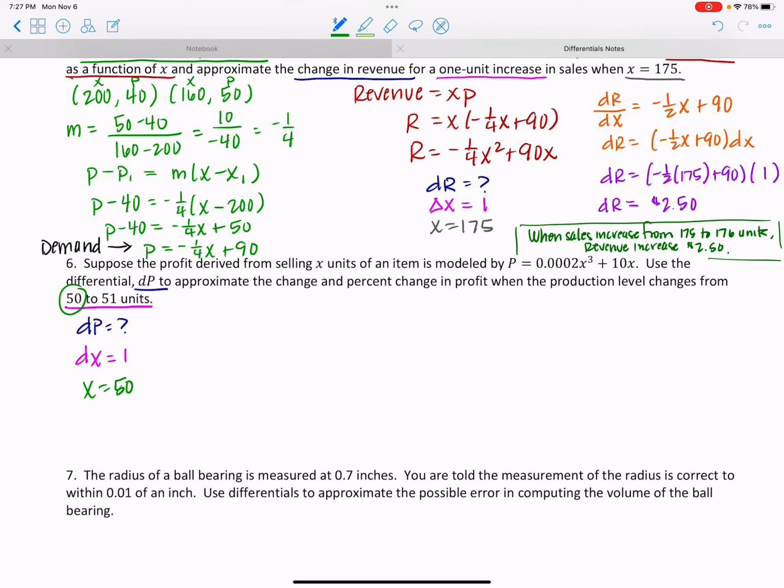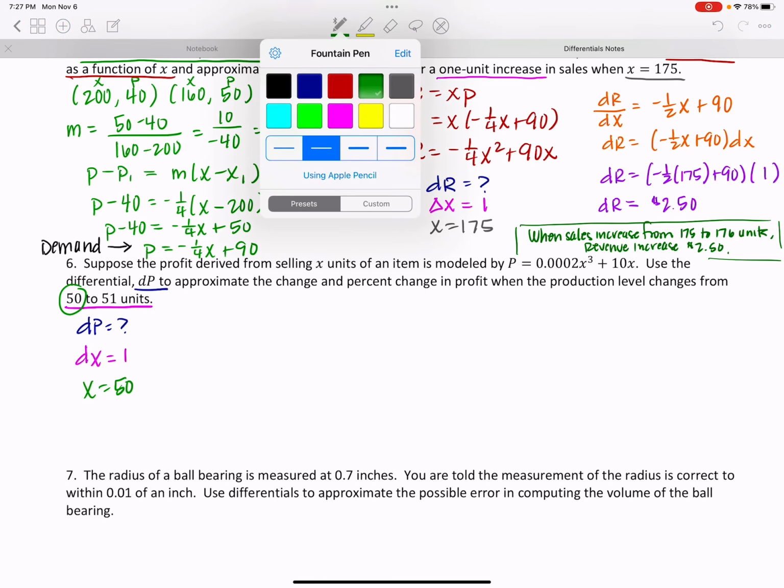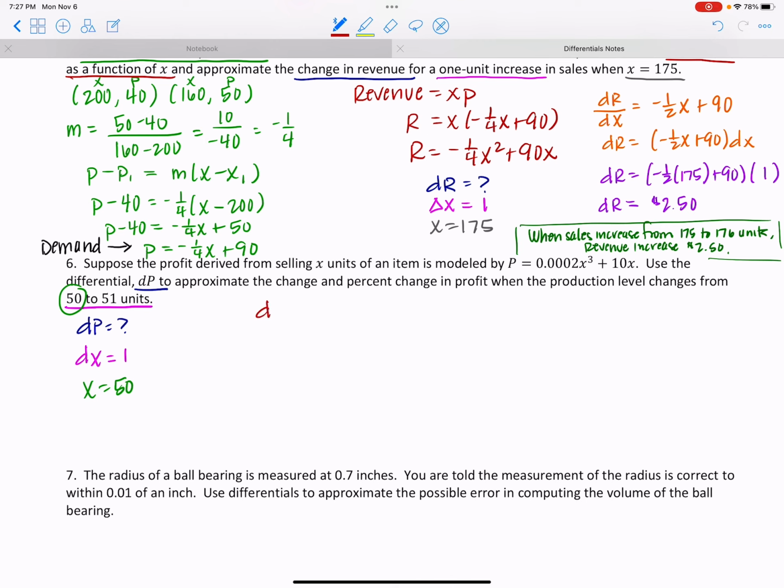We have a function, we are looking for the differential of p, we have the differential of x and x, so we should be able to differentiate and make our calculation. So let's go with dp/dx. Let's take the derivative of p with respect to x.